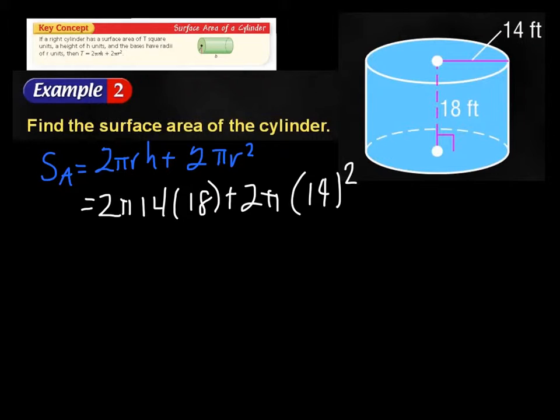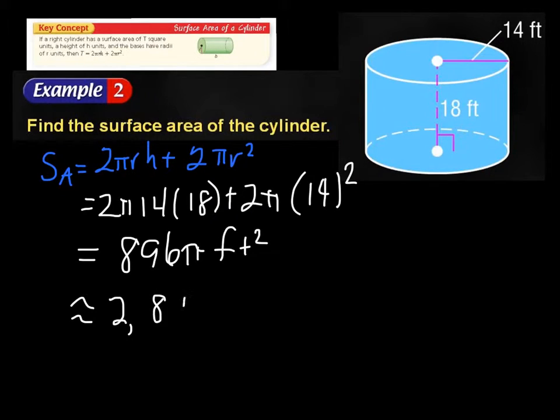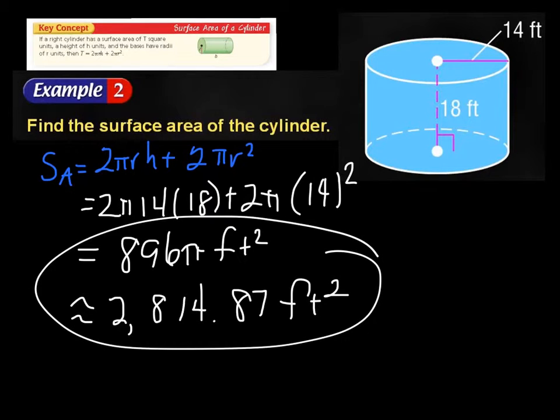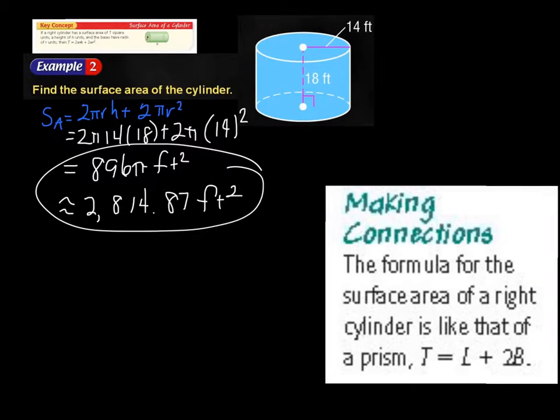And I type it into my calculator. My calculator says that is exactly 896 pi, which would be lovely if they wanted us to leave pi as pi. Or if I wanted to round to the nearest, I like hundredths. They didn't tell us, so I get to decide. 2,814.87, and it's still square feet. So there's two nice versions of the same answer. Did you notice that the formula for surface area of a right cylinder is an awful lot like that of a prism? We're still doing lateral area plus both of our bases.